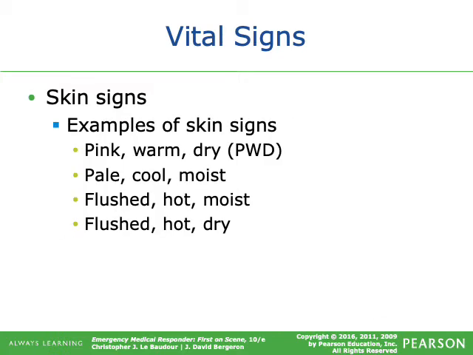All right, examples of skin signs: pink, warm, and dry, or PWD. This is normal. We want our skin to be pink, warm, and dry. Pale, cool, and moist is fairly common, but not necessarily good. Flushed, hot, and moist, or flushed, hot, and dry. These are just all ways to describe the feel and touch of the skin.